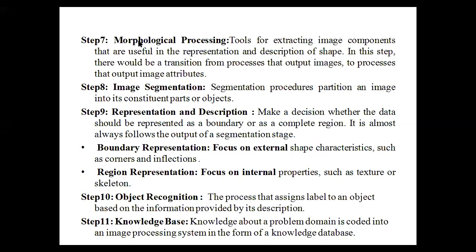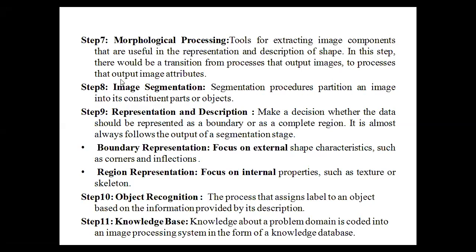Next, morphological processing. In this morphological processing, these are the tools for extracting image components that are useful in the representation and description of the shape. In this step there would be a transition from processes that output images to processes that output image attributes. That means here in morphological processing we know the geometrical structure of the image, in the sense, to know the representation and description of the shape of the image. So this is the morphological processing.